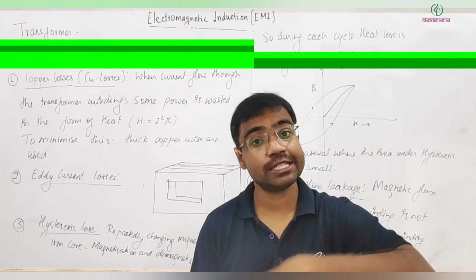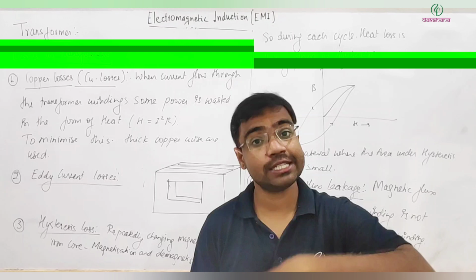Okay, so there is one more thing about the transformer, that is losses in the transformer. As I mentioned, ideally we consider 100% efficiency, that there is no loss in the transformer, but practically the efficiency is only up to 70 to 90%. So some energy is getting lost in the transformer also. Based on where and how it is getting lost, we categorize the losses into different forms.